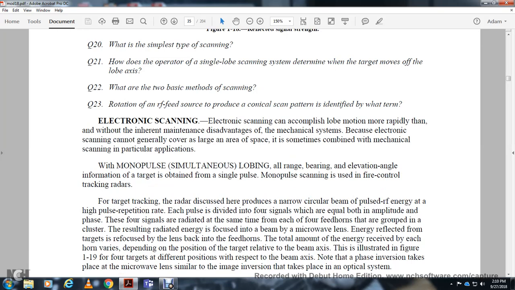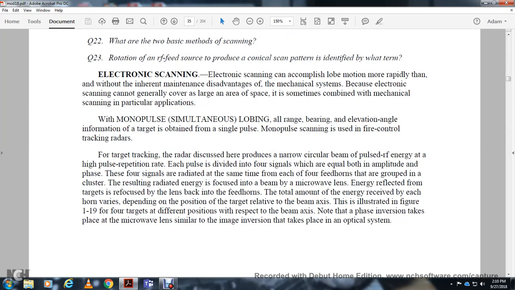Electronic scanning can be accomplished with low motion rapidly, without the inherent maintenance disadvantage of mechanical scanning. Electronic scanning cannot generally cover a large area of space, but it is sometimes combined with mechanical scanning for particular applications.